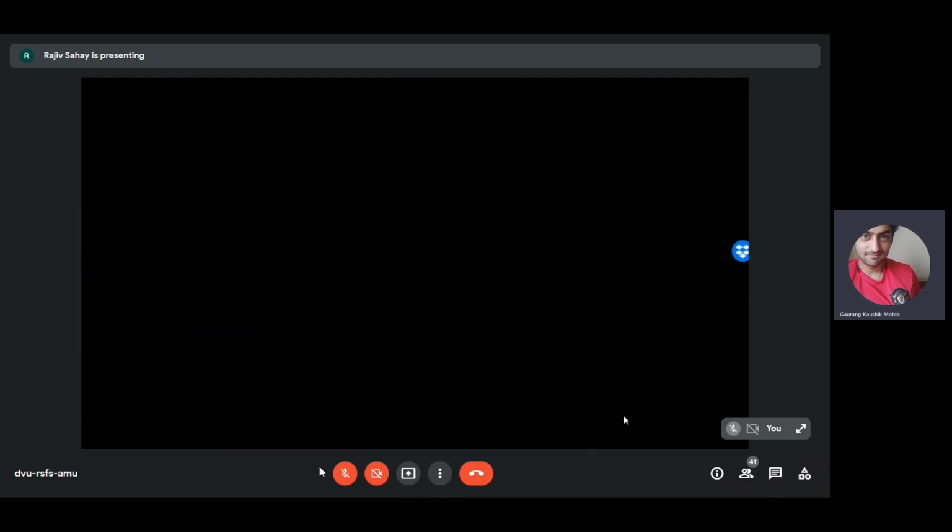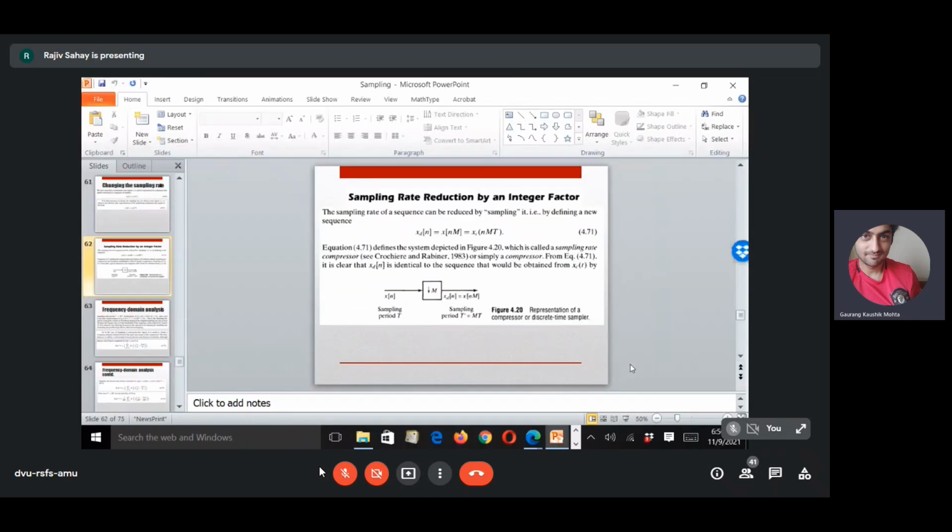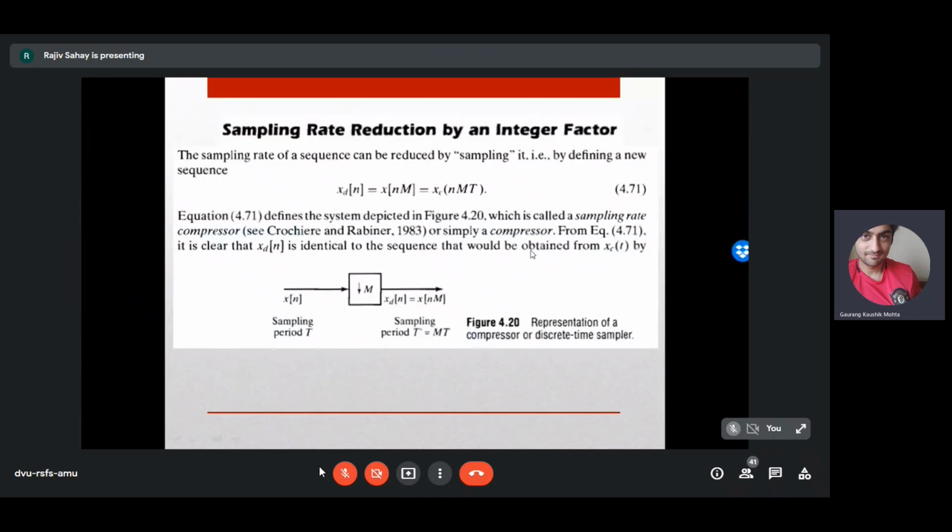Okay. So as I was explaining, we want to do a sampling rate reduction by an integer factor. I can also increase the sampling rate, okay? Just for the sake of simplicity, I want to cover reduction of the sampling rate first. We'll talk about interpolation in Thursday's class. And with decimation and interpolation, I will stop this sampling because I have to go to DFT and FFT.